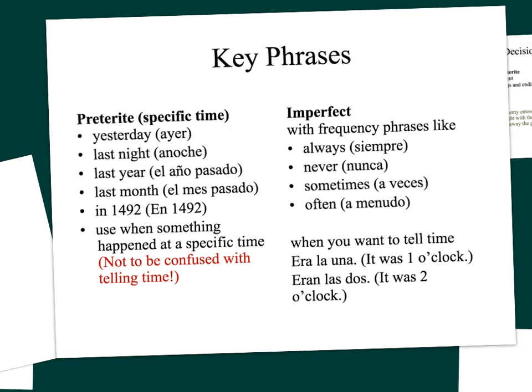Don't confuse this with telling time, because that would go over on the imperfect. So other frequency phrases that would indicate the imperfect would be things like always, never, sometimes, often, siempre, nunca, a veces, a menudo, or like every summer, todos los veranos. And when you want to tell time, era la una, eran las dos.